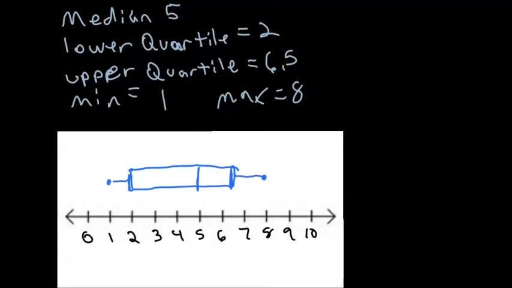So just to recap, your median is of the whole set of data. That's the middle number. That's that middle blue line. And then your lower and upper quartiles are also lines forming the box. And those are the median of the lower half of the data and the median of the upper half of the data. And then your minimum and maximum values are your whiskers.